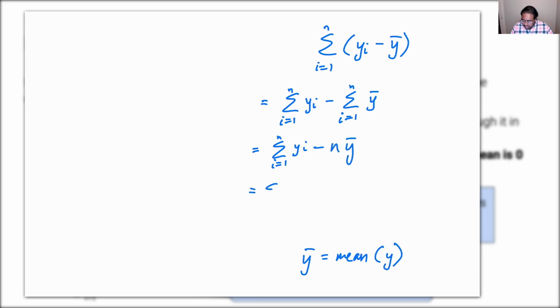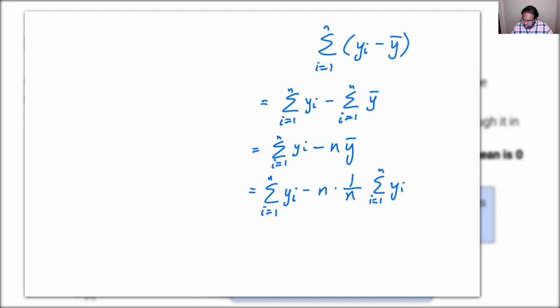But the definition of y bar is 1 over n times the sum of all of my y's, right? Because that's the definition of the mean. Make some space here. And so the n and 1 over n cancel, and I'm left with the sum of y's minus the sum of y's, which is 0.